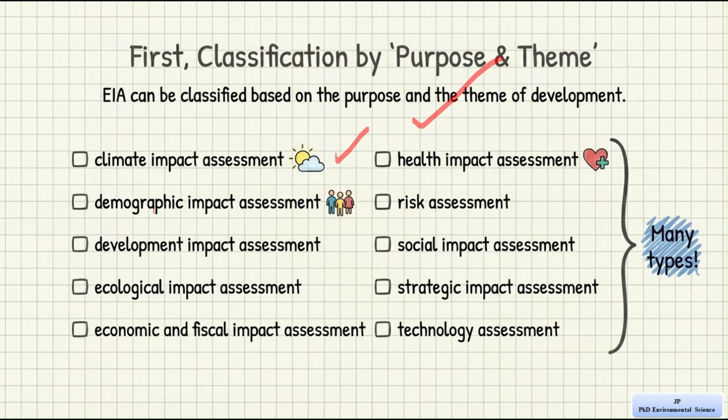Second is demographic impact assessment. It studies how a project affects the population. Example, a new industry may bring more people, leading to an increase in population. Development impact assessment. It looks at how the project affects overall development. Example, a highway may improve transport and growth in an area.